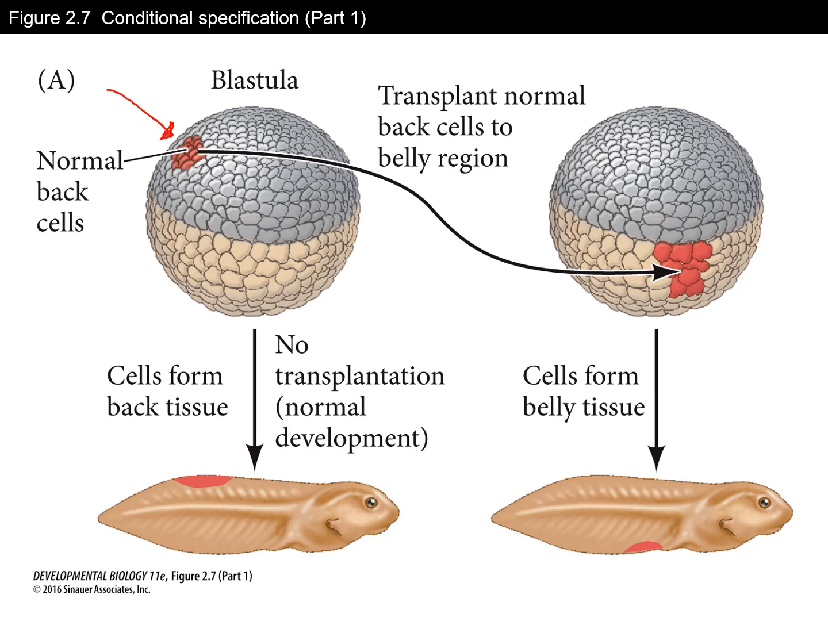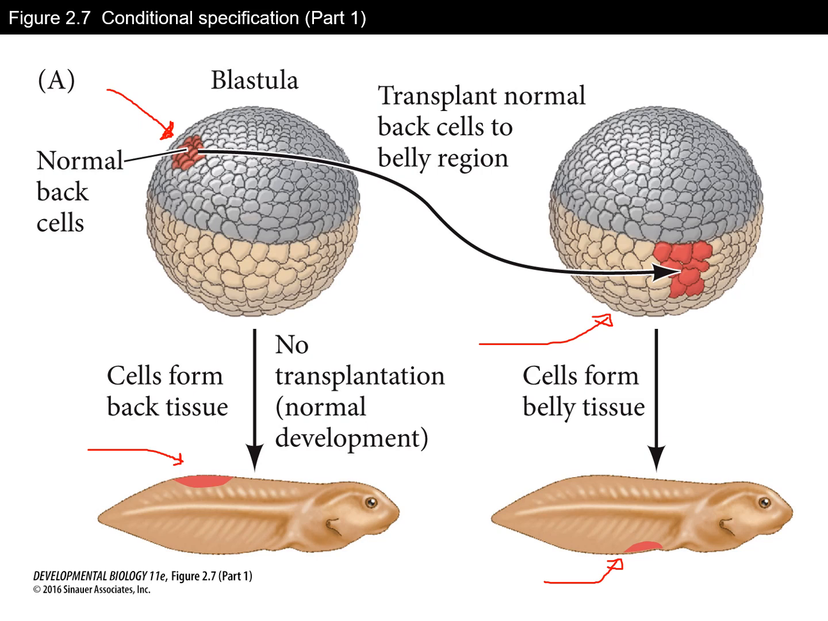If we were to take cells from the normal back developing area of a blastula and transport them to the stomach or ventral region of the developing blastula, we see that those cells that were originally going to develop into the back now develop to the ventral or stomach side of this organism. Because they are sensing their environment, conditional specification cells will look at what's around them and adjust their strategy as to what they're going to develop into depending on where they are.